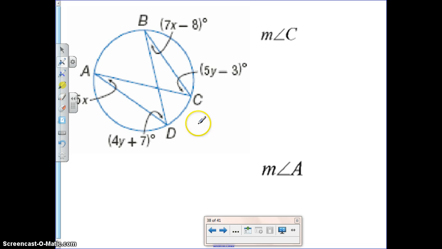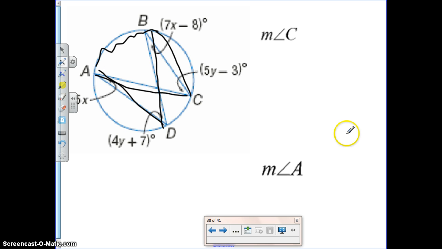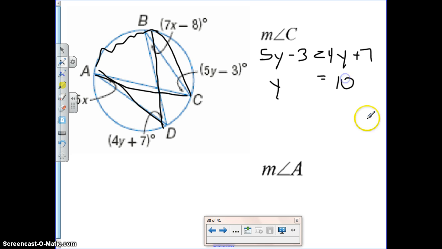So take a look at this. Would you know how to start finding C? Well, C has this intercepted arc, and so does D. So we have two angles that are equal to each other. Could you set up an equation and solve? Does your equation look something like this? 4y plus 7. Good, so we move this over, so we have y equals, move that 3 over, y equals 10. So if I plug in 10, I have 40 plus 7. It is 47 degrees.